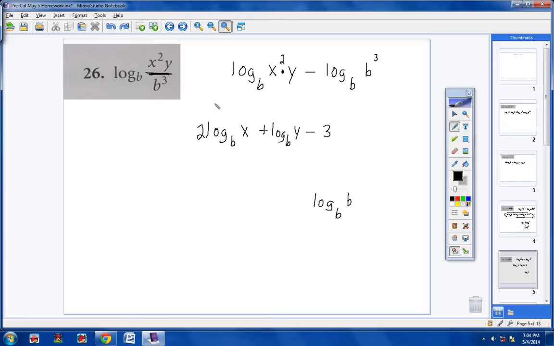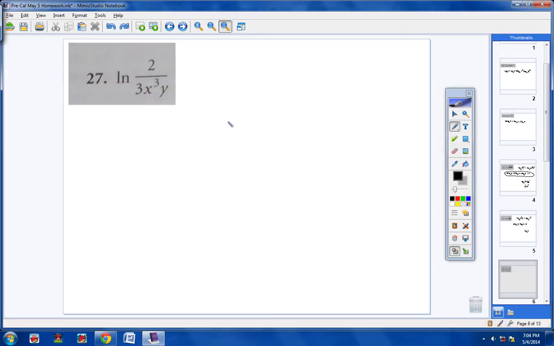Let me check the answer key and make sure that we're right, but that looks pretty good. Yes, we are fine. Moving on to number 27. Well, again, it's pretty redundant, but here we go. Same thing. I have a quotient here, so I'm going to write natural log of 2 minus the natural log of 3x cubed y. Now, natural log of 2, I have just a 2 here. There really isn't much I can do with that, so I'm going to write natural log of 2. I'm going to bring down my minus sign, or my negative. Then I'm going to put a pretty big parentheses, because look at your argument.